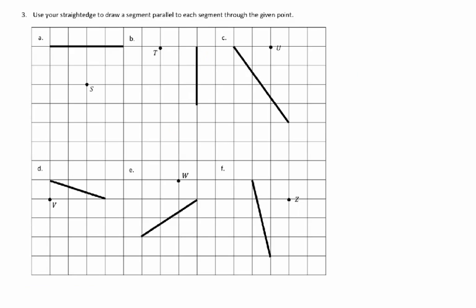Okay. So we're going to use our straight edge to draw a segment parallel to each segment through the given point for number 3. Let's take a look at A. This looks kind of confusing, but it's really not too bad. For A, the line we're using is this line right here, and we're going to draw it through the given point of S. So this is a nice and easy one to start.